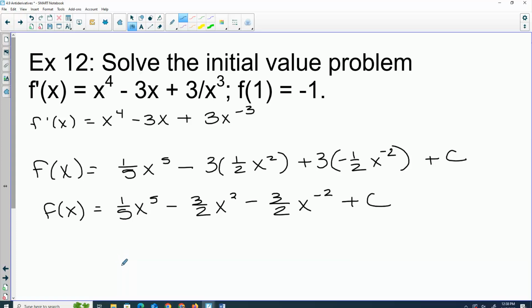Now if I want you to find c, we are going to plug in f of 1 equals negative 1. So when I put in 1 for all of my x's, 1/5 minus 3 halves plus c, it has to equal negative 1. Oh, yeah, I didn't see that part.